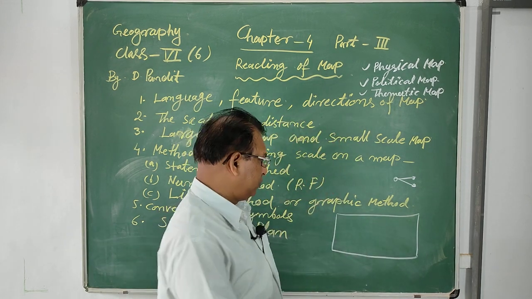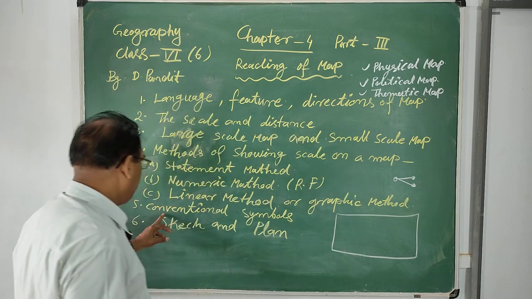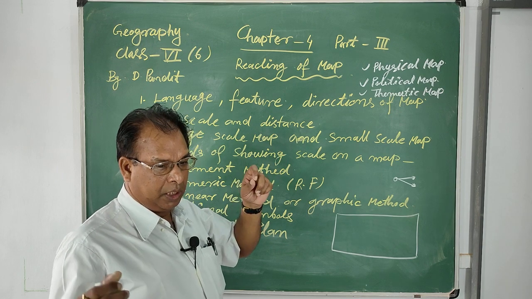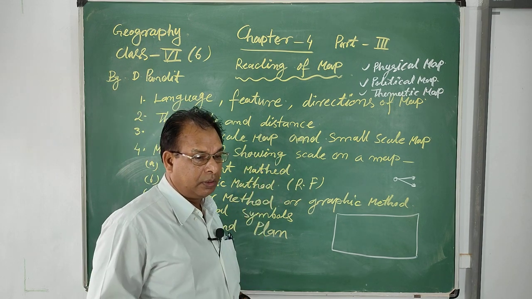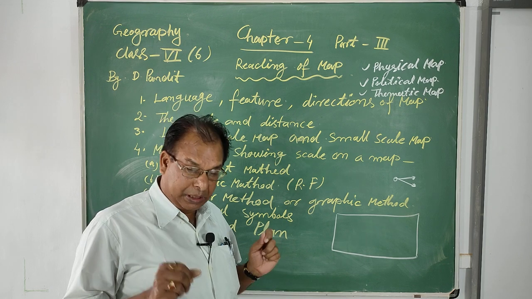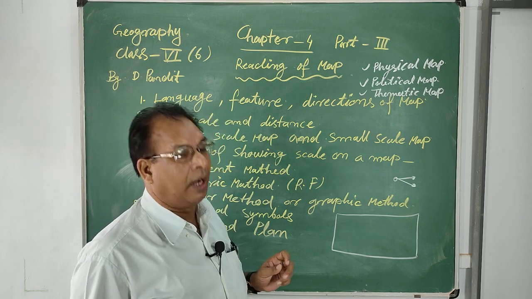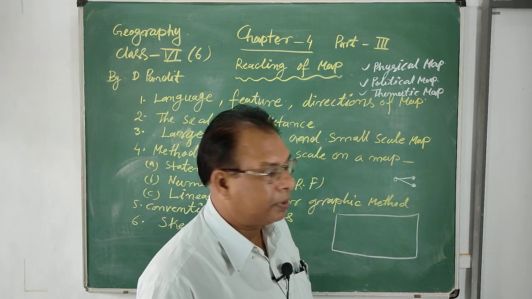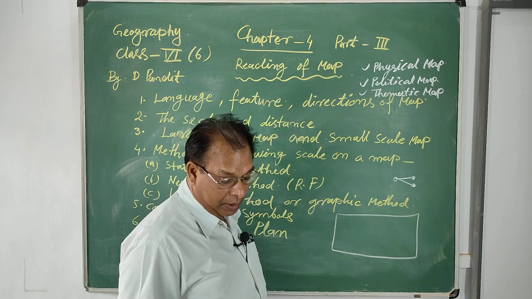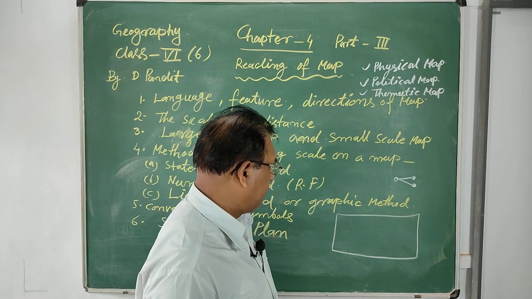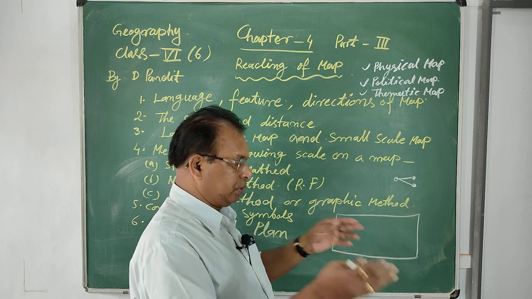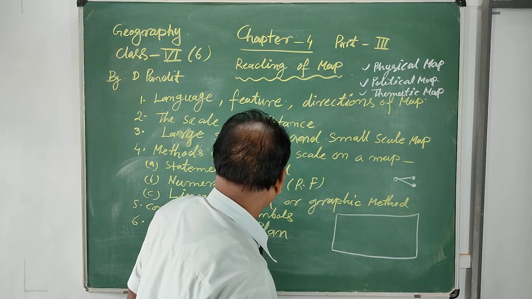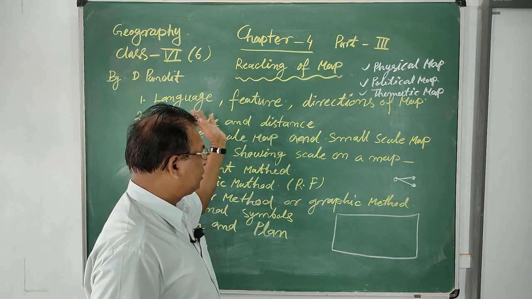For example, we will learn in the conventional symbols about these different components. Distance, scale, and the title. What is the meaning of title? Title means the name given to the map, and the different parts of the earth which are seen and measured are shown on the map. So these are the features.